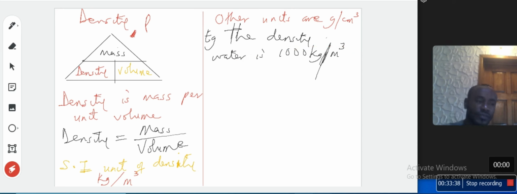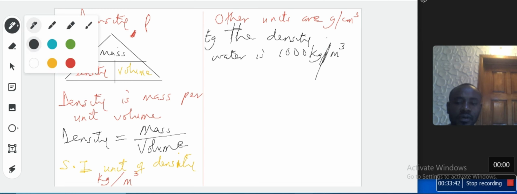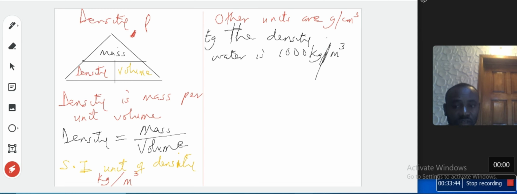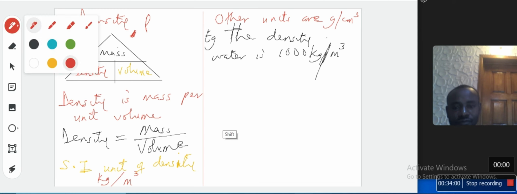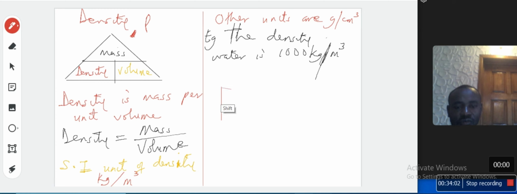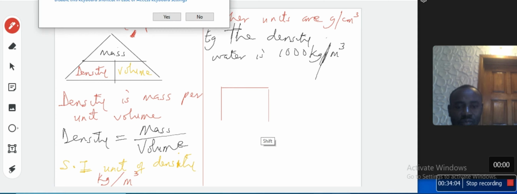All right. If you want to measure the density of a substance, what will you do? Density is mass over volume. You record the mass. What instrument can you use to record the mass? Beam balance. Now, if it is an object with a regular shape, how will you measure the volume? You can measure the dimensions and calculate the volume.